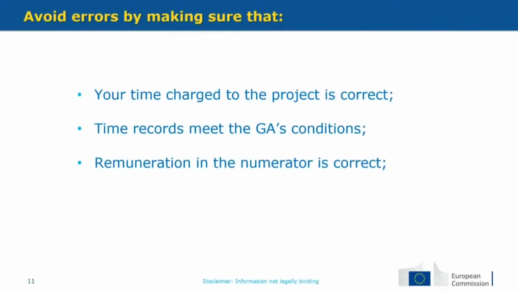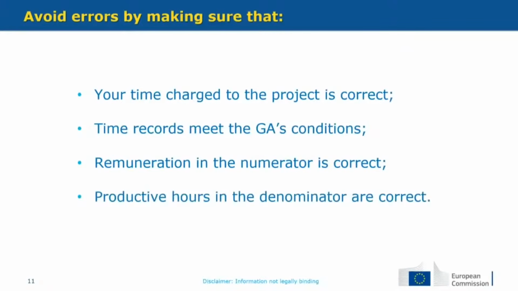As explained earlier, you do not include ineligible items, you only include those elements that come from the labor agreement, labor contract. And then for the down part of the calculation, productive hours in the denominator are correct, meaning either you simply use option 1 and then there is nothing else to check further, or if you use option 2 or 3, you will make sure that the conditions to use these options are fulfilled.